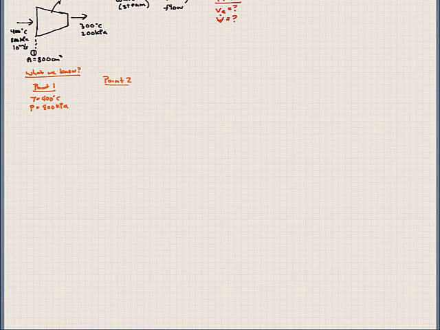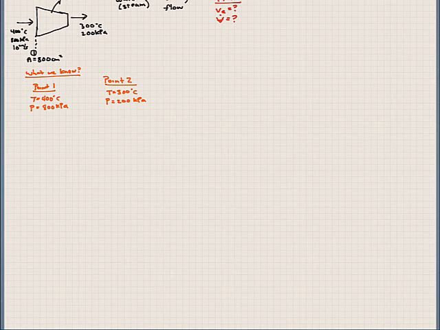Alright, at point 2, we have a temperature of 300 degrees Celsius and a pressure of 200 kilopascals. So that's pretty much all we know. We also know that the area at the inlet is 800 centimeters squared, and we know the velocity. Well, if we're trying to find the exit velocity, let's see what we need.